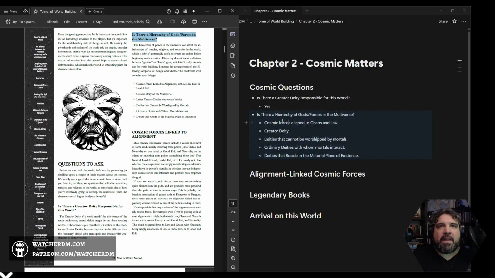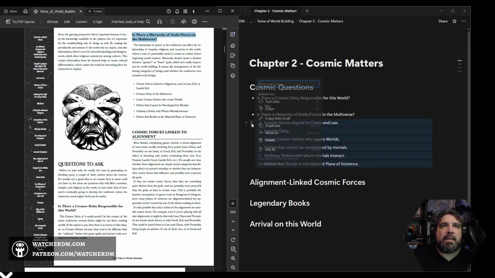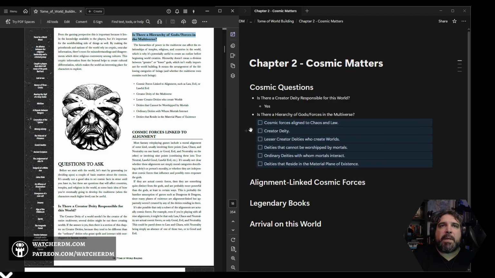All right, I feel like we haven't gotten very much done here. We had creator deities and we got minor or lesser creator deities who create worlds. Okay, so let's actually take all of these and I'm going to turn these into checkboxes. And then we're just going to check off the ones that we definitely want.